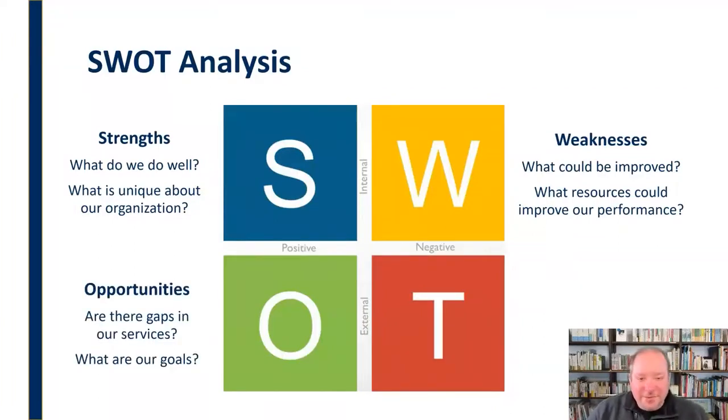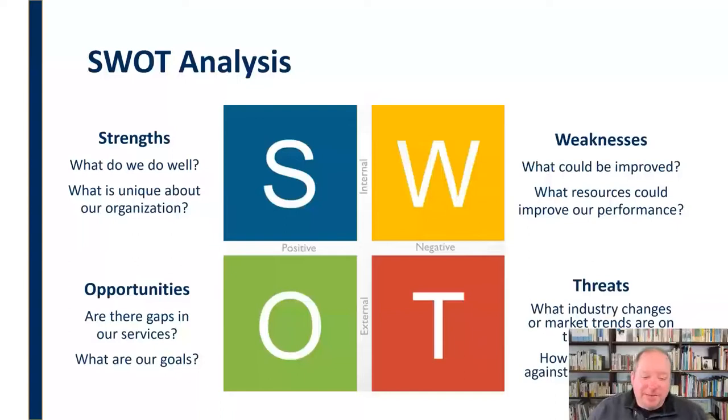Remember, we're moving to externally outside of the organization, and opportunities are on that positive axis. So opportunities ask, are there gaps in our services? And what are our goals? Where are some things externally that we could make some strides that we could do to have an impact then? So what are some things on the horizon that present opportunities for us in essence, right? And threats then again is the opposite. It's external, but it's negative. So what industry changes or market trends are on the horizon? So in other words, what are some of the unknowns? Unknowns are always tough for organizations and individuals too.